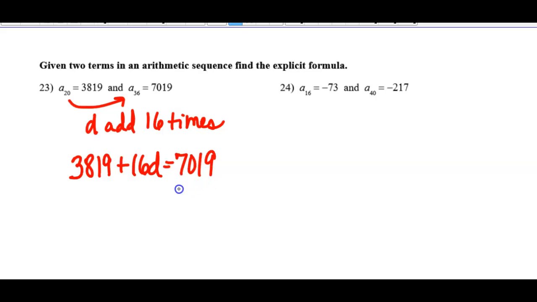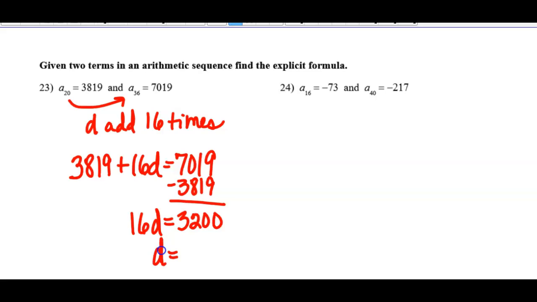Okay? If you subtract, $3,200, so then 16 differences is 3,200. If you divide 3,200 divided by 16 is 200, right? Okay. So we, given two terms, find the explicit formula.